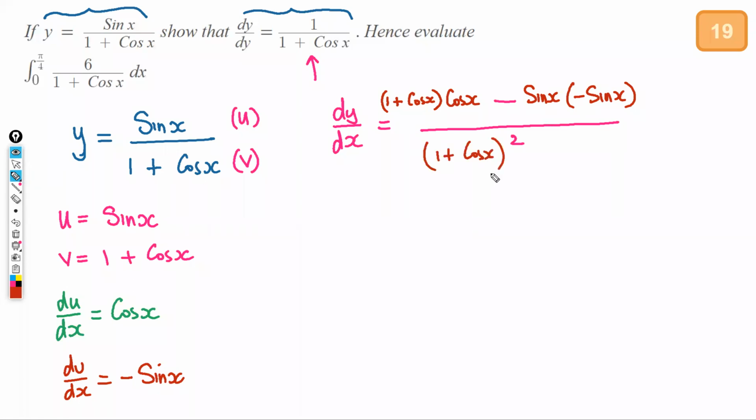Everybody with me so far? How much do people have up to there? They should have something close to that, right? You're just differentiating and substituting it in.